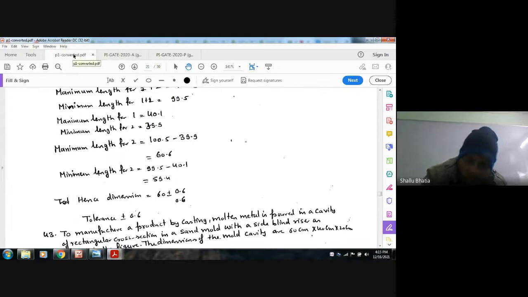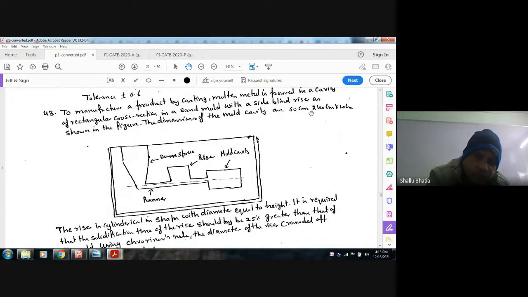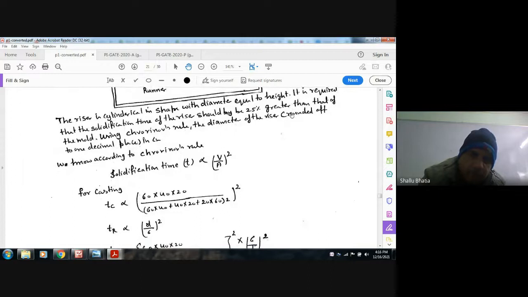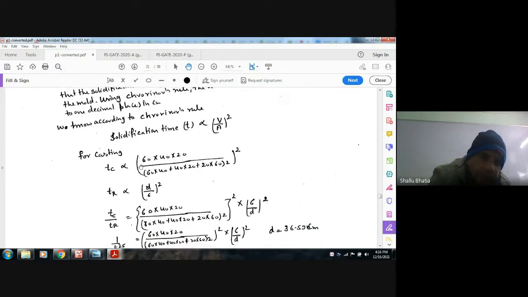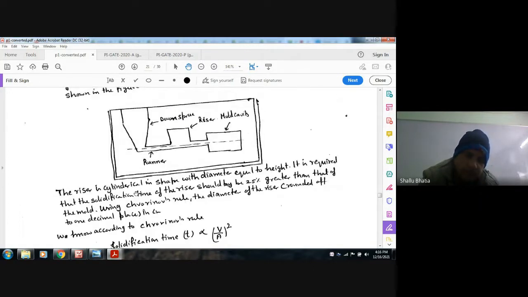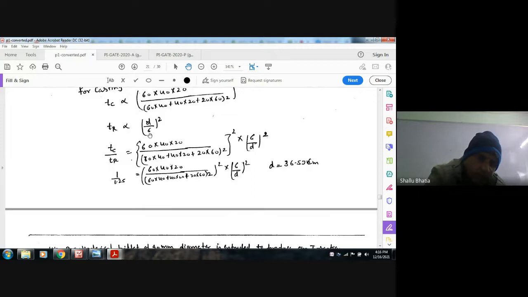So the volume of the casting is this 60 into 40 into 20. Surface area will be 60 into 20 plus 40 into 20 plus 20 into 60, into 2. According to Chvorinov's rule, we have T is equal to K times V by A squared. For the riser, of cylindrical shape, when D is equal to L, diameter and length are equal, the volume by area ratio is D by 6. So the time for the riser will be proportional to D by 6.